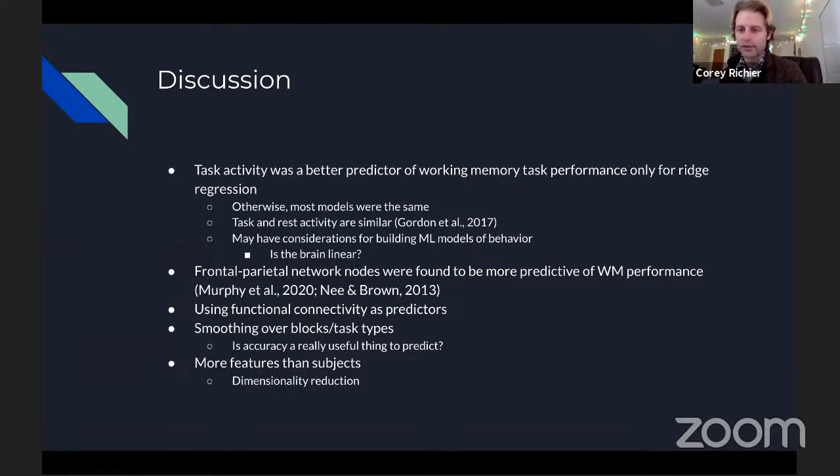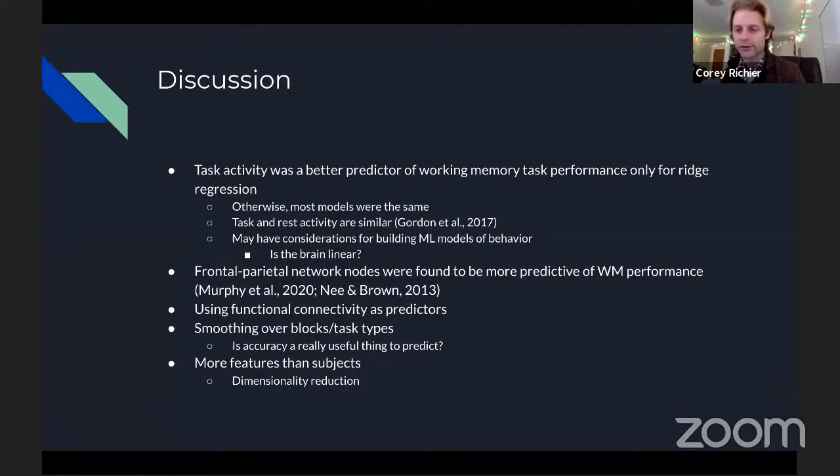And also, establishing accuracy. We are basically predicting the continuous score of accuracy. Is it necessarily the most useful thing to predict? Maybe it's more useful to try and predict how a person will perform on an individual trial or something like that. And then lastly, probably our biggest methodological thing that we had to tackle next time is our problem with dimensionality.